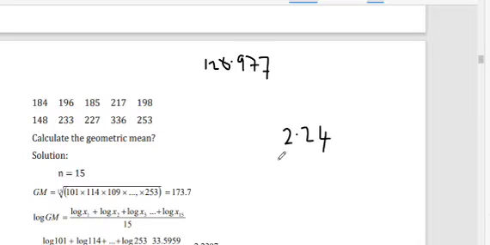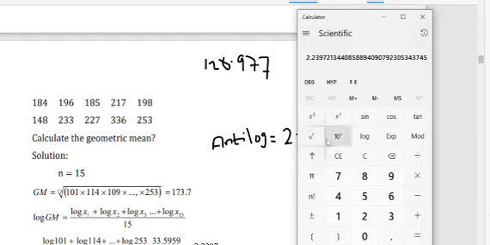So I have 2.24. Then you now take the anti-log of this number. Let's go back to the calculator. Just press shift. The anti-log here. Oh, okay. It's natural log. There's no anti-log here. So you have to press that from the calculator.